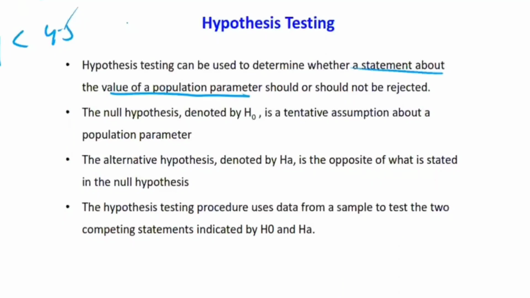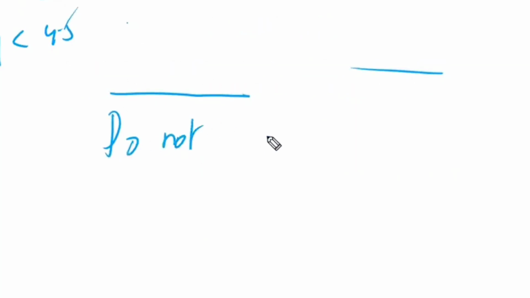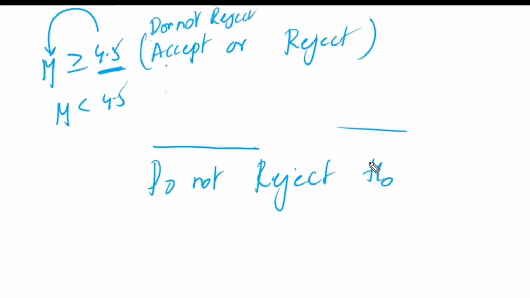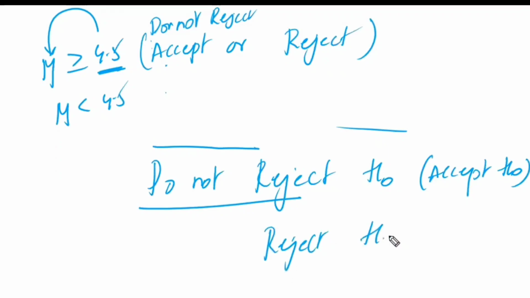Do not reject the null hypothesis. What is the meaning of that? Accept the null hypothesis only. Do not reject means you should not reject, so what do you have to do? Accept only. Both are the same. Technically, they conclude like this: reject the null hypothesis, or do not reject the null hypothesis. Either you can use the word accept or the words do not reject. In statistics, they use the words do not reject.